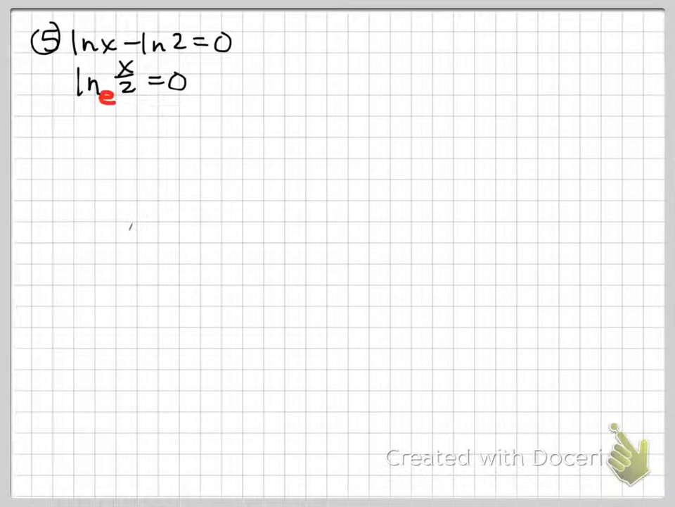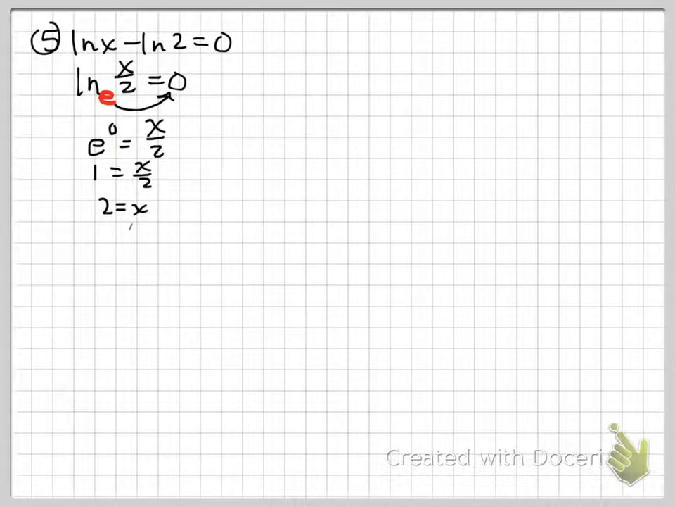So there's an e right there. I'm just going to take e to the 0 power equals x divided by 2. e to the 0 is 1, so 1 equals x over 2, so 2 equals x. Okay, that's number 5. Let's move on to number 6.